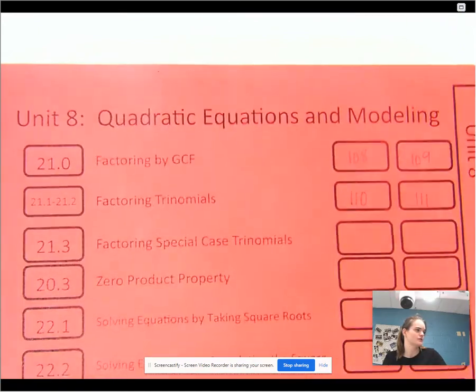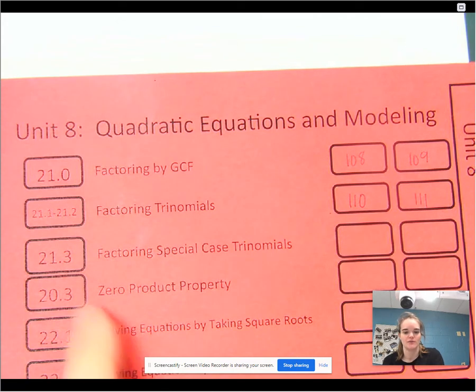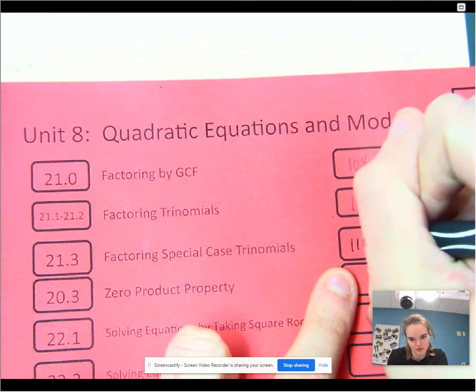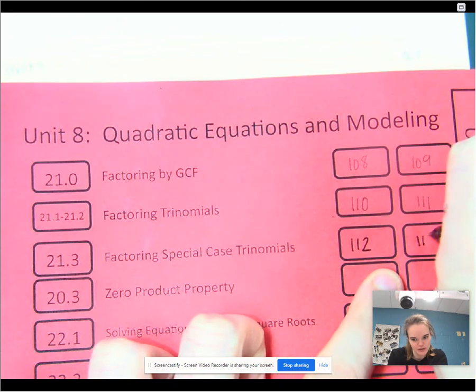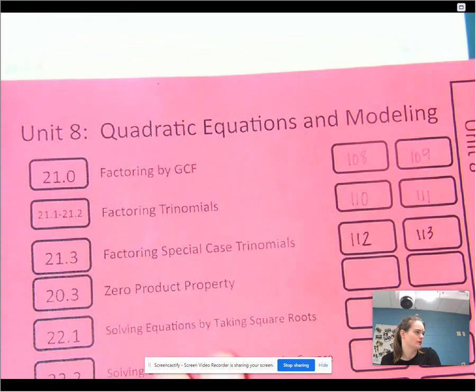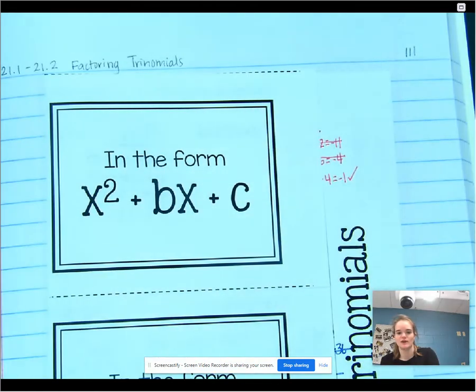All right, so we're still going to factor, but we're kind of moving on from factoring trinomials. We actually are still factoring trinomials, but we're going to be factoring the special case trinomials, and we're going to do all that in this one video, and that's going to be on 112 and 113. Okay, so I'm going to go ahead and label 112 21.3 factoring special case trinomials, and I'm probably just going to put factoring special cases because I don't feel like writing a lot sometimes.